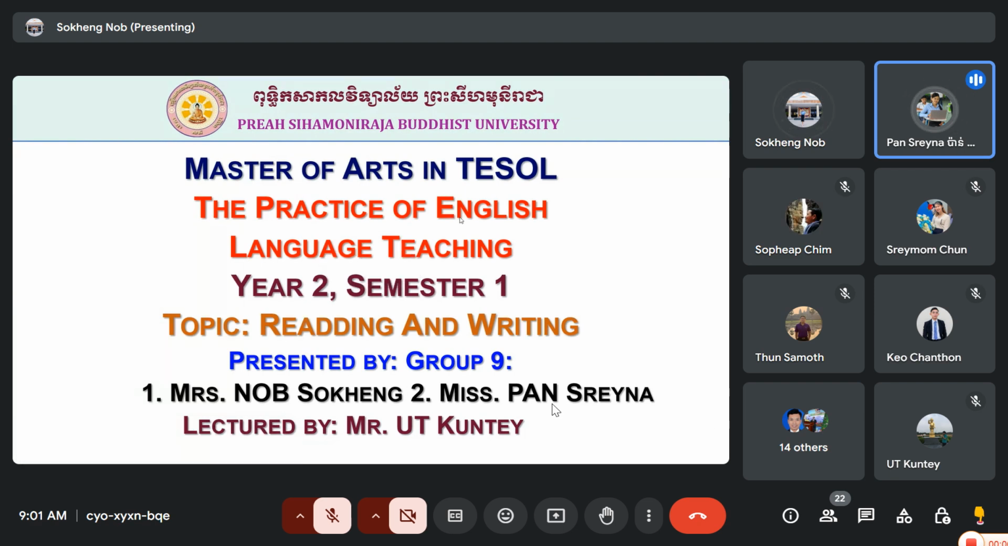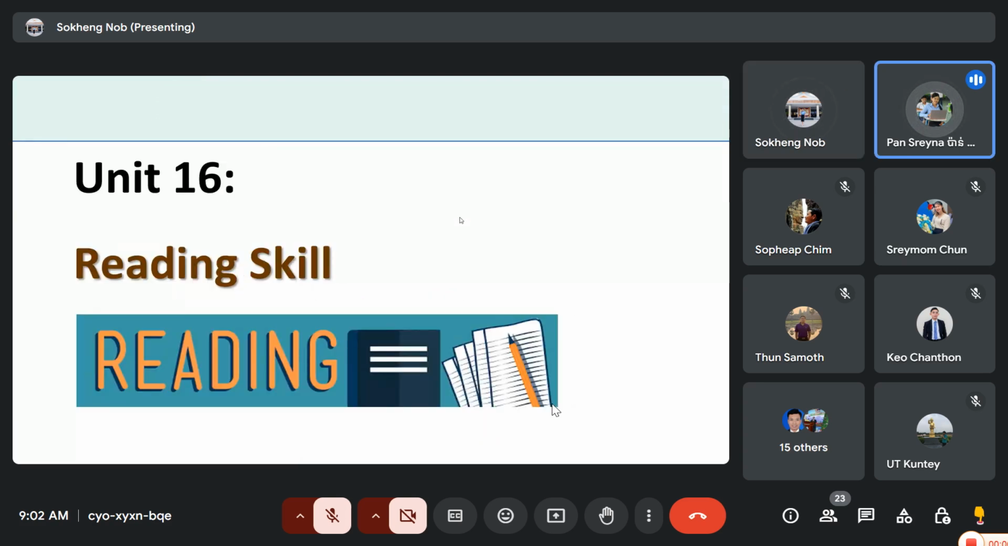So today our group presentation is going to talk about the skills related to reading and writing. There are two members in my group: I am Srinas and also Ms. Sakheng. Without further delay, we are going to move to the concept of the topic today.